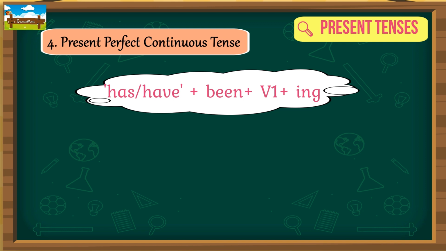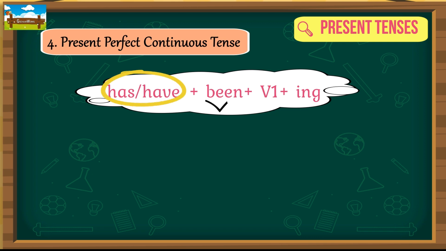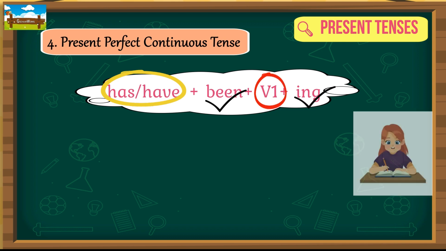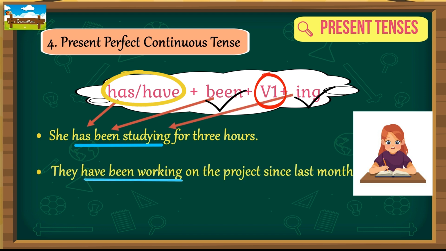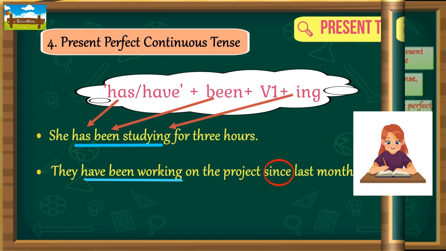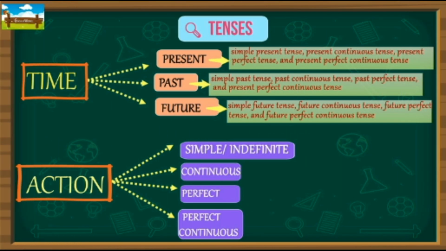perfect continuous tense. The rule to use it is to use has or have, then been, followed by the V1 form with ing attached. For example, she has been studying for 3 hours. Here, we use has, been, study, plus ing. They have been working on the project since last month. When we see since, we use the present perfect continuous tense. This was your present tense.